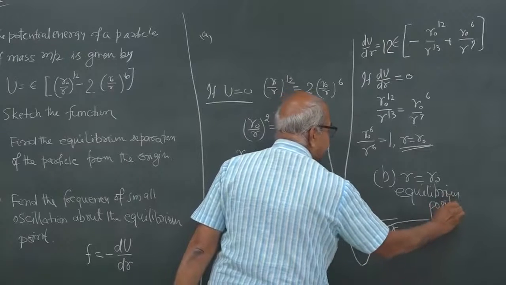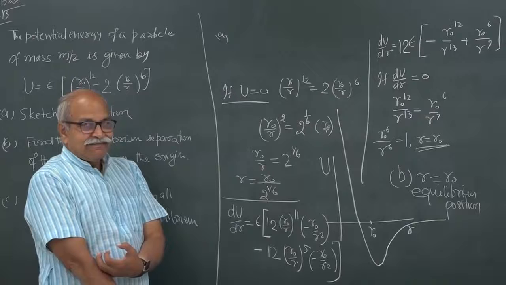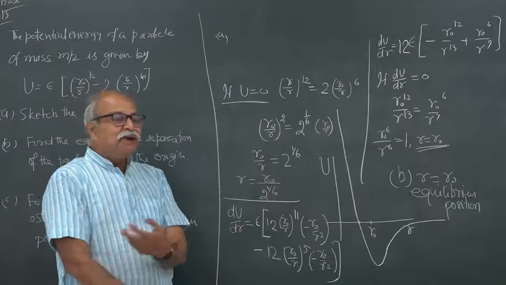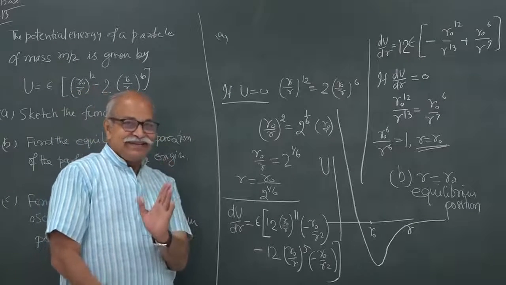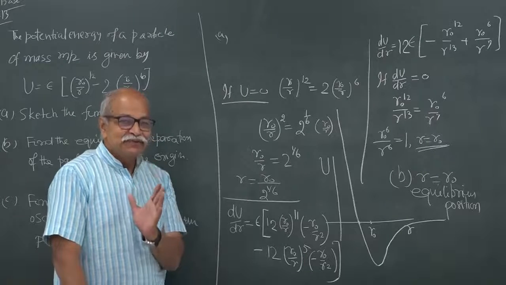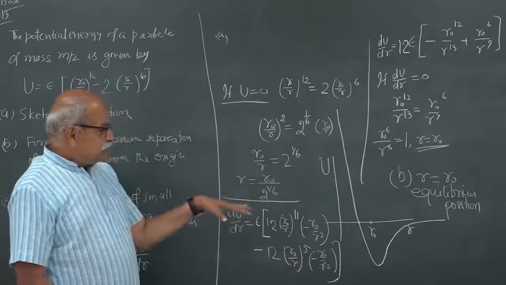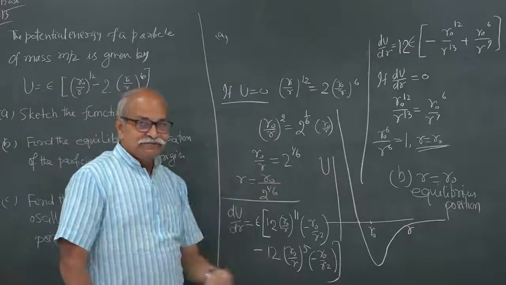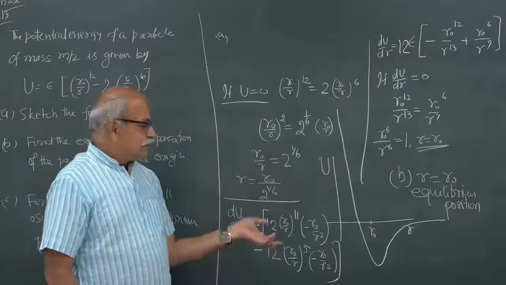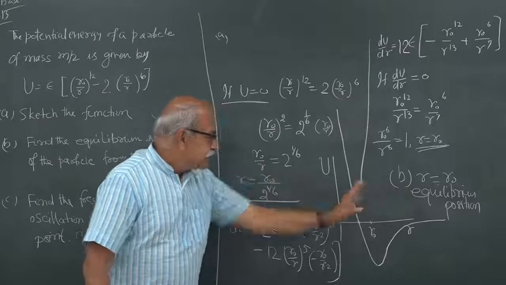What does that mean? If you put the particle at r equal to r naught, if you put the particle at r equal to r naught, it will stay there in equilibrium, it will not move. So, that is the meaning of this. This is essentially one dimensional motion. If it is two dimensional motion, r equal to r naught means a circle, okay. But here it is this equilibrium position, the force is 0.